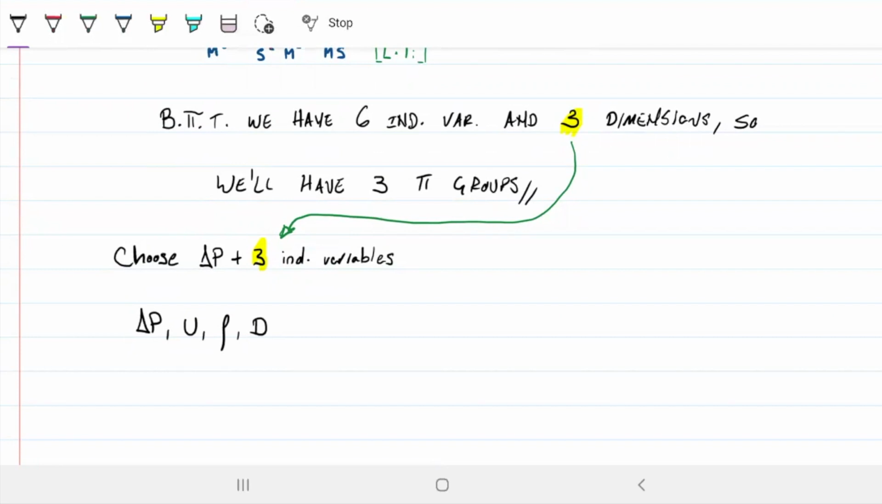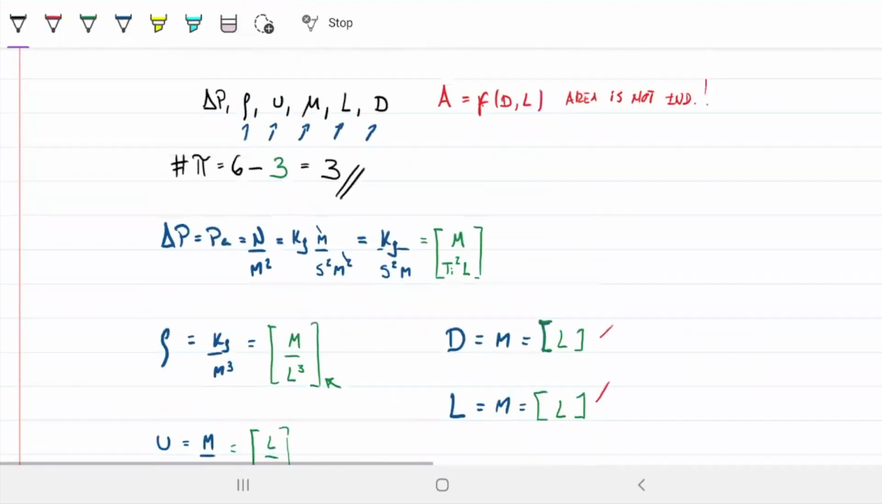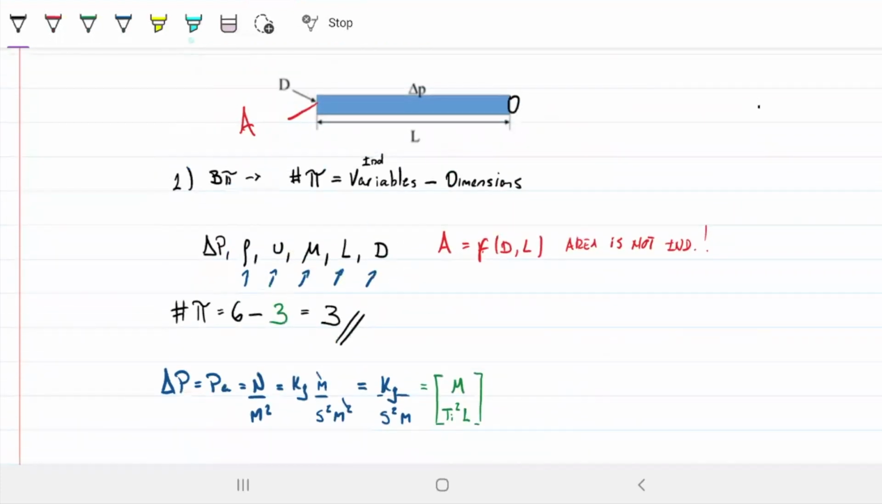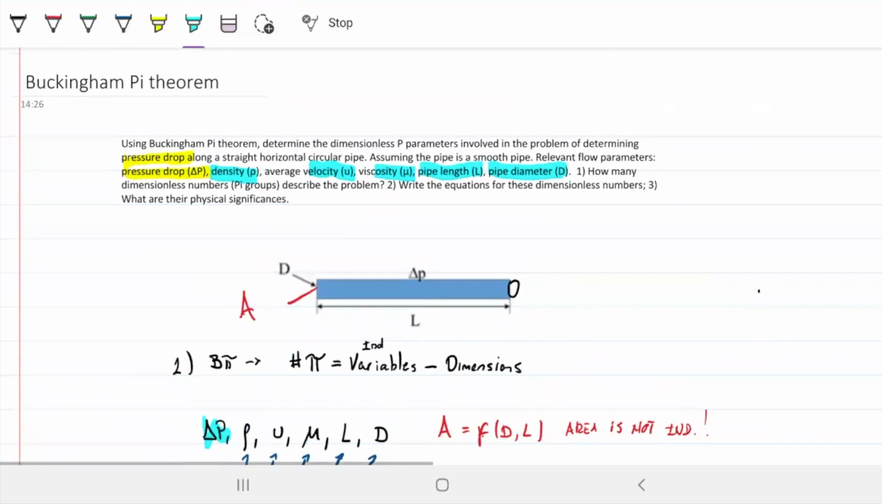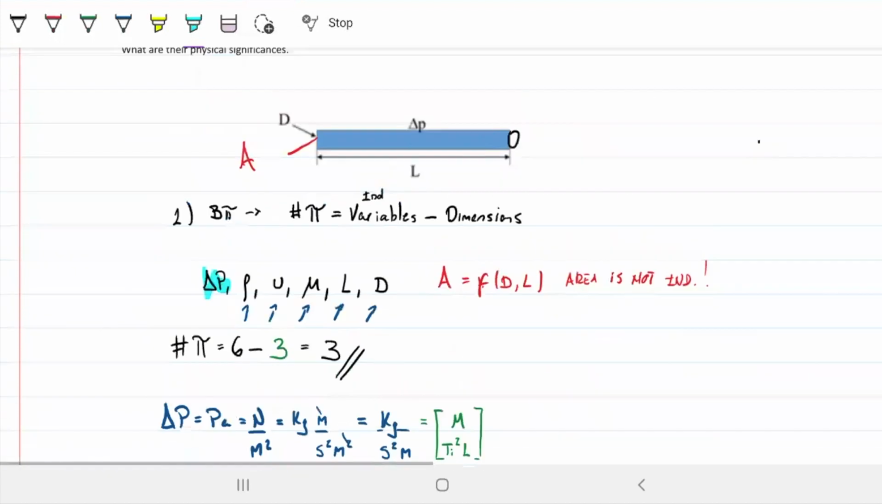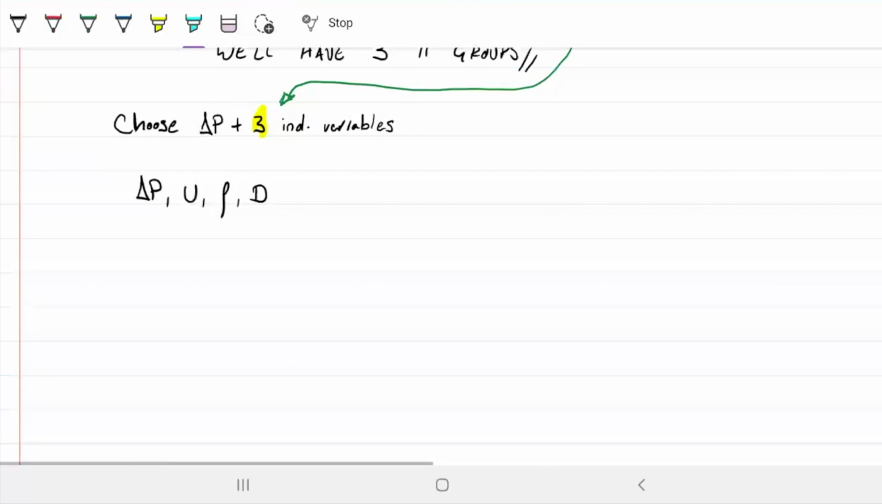And why choose delta P? Because delta P is the one we're interested in. The whole thing is that we're trying to find out how delta P is varying. That's why I left it in yellow at the top there. So I chose that one so that we're going to have it for sure. If we can find the first pi group for it, then we can leave it aside and swap this for the next things that we left behind.